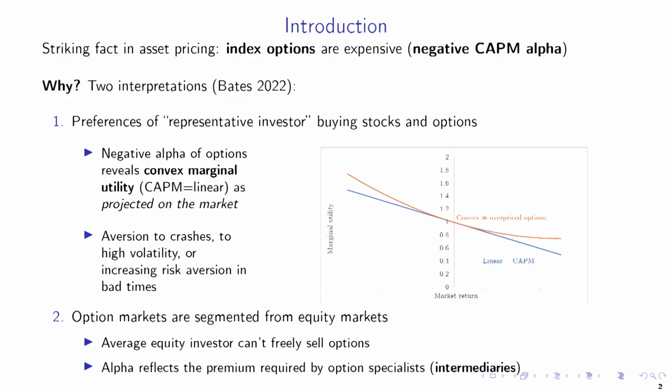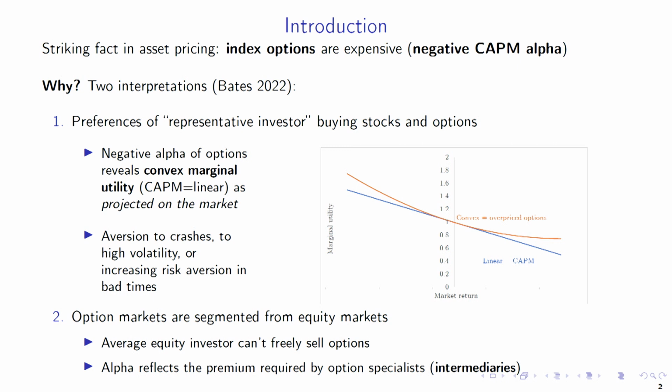So this is joint work with Stefano Giglio, who's at Yale. And what we're trying to think about in this paper is what options tell us about investor preferences, right? So options can be used, Myron talked about this yesterday, options can be used to understand state prices, right? So what are investors paying for a dollar in different states of the world?